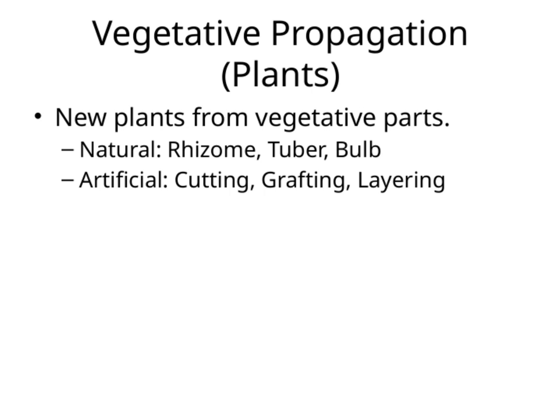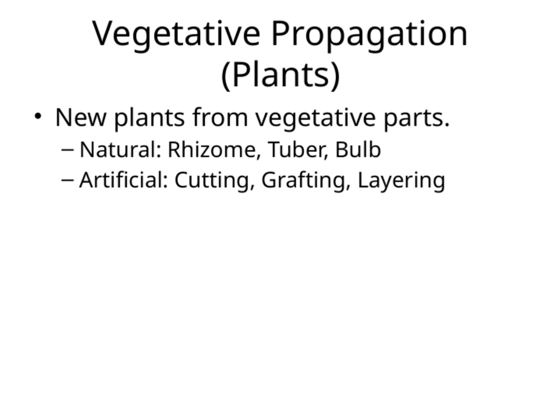These include cutting, where a piece of the stem or root is planted to grow a new plant; grafting, which involves joining two plants so they grow as one, often to combine desirable traits; and layering, where a stem is encouraged to develop roots while still attached to the parent plant, then separated to become a new plant.